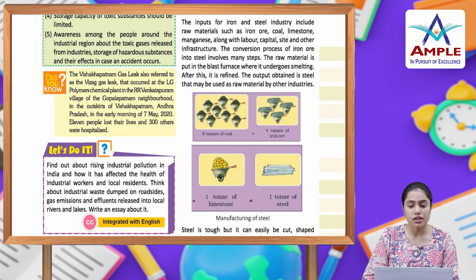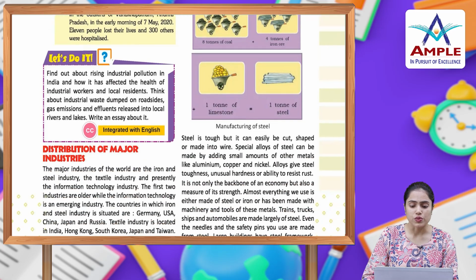The inputs of the iron and steel industry include raw materials such as iron ore, coal, limestone, manganese, along with labor, capital, site and other infrastructure. The conversion process of iron ore into steel involves many steps. The raw materials are put in the blast furnace where they undergo smelting. After this, it is refined. The output obtained is steel that may be used as raw material by other industries.